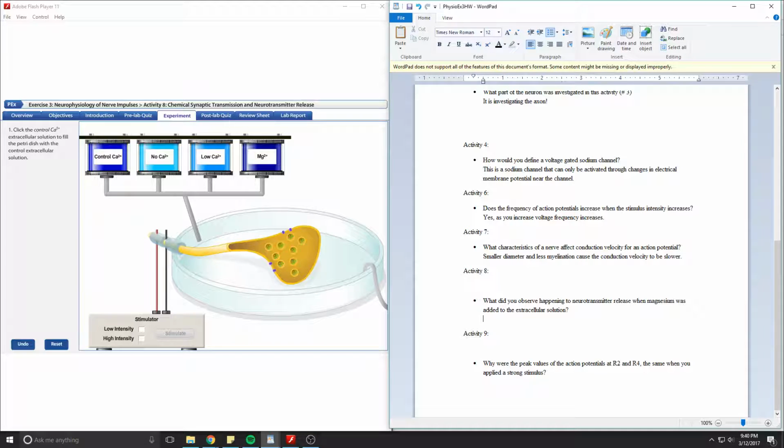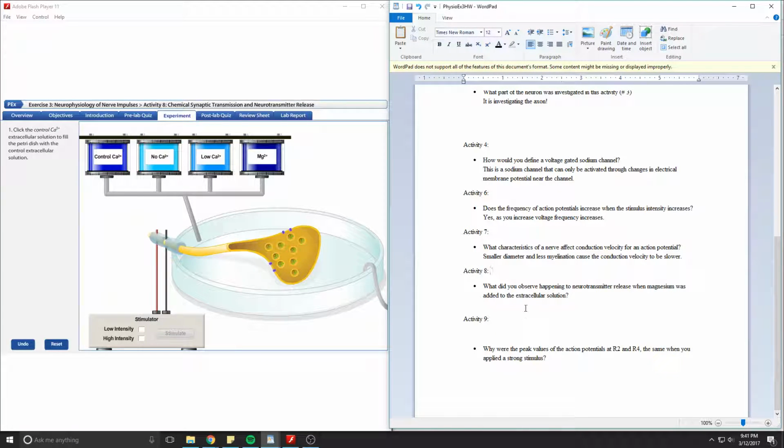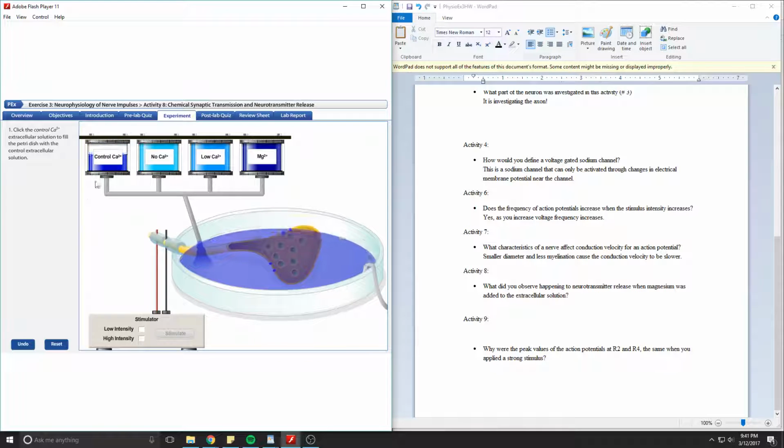Number 8. Let's see. Why is this so far? This is bugging me. What did you observe happening to neurotransmitter release when magnesium was added to the extracellular solution? Okay, so we're going to be looking at this one mostly, which is at the end, of course. So we're just going to zoom through this one.